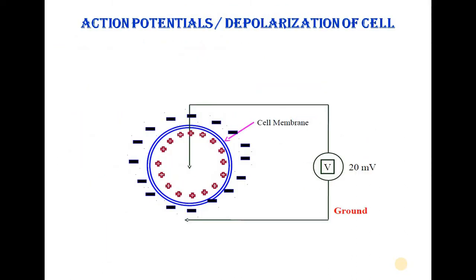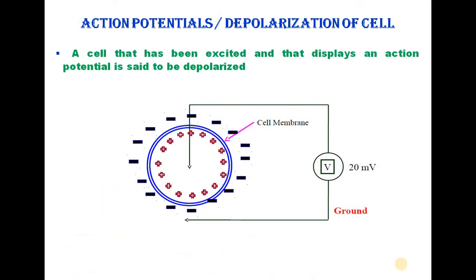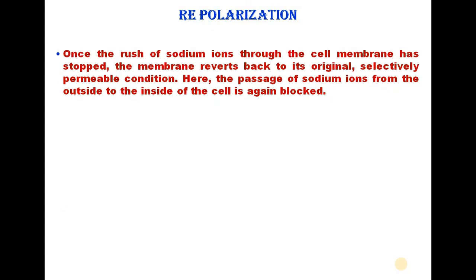This diagram depicts the action potential. As you can see in the diagram, the inside of the cell is positive and the outside is negative. It measures around plus 20 millivolt. A cell that has been excited and that displays an action potential is said to be depolarized. Now let us see about repolarization.